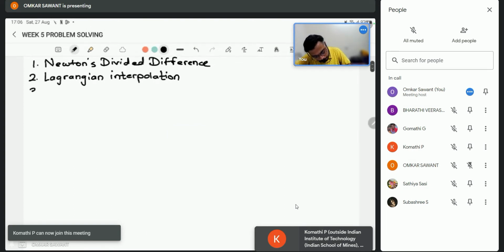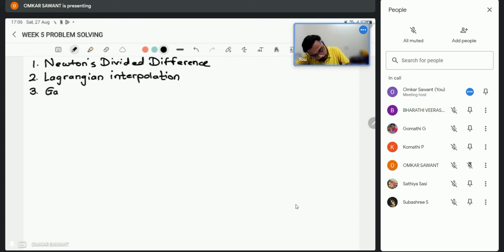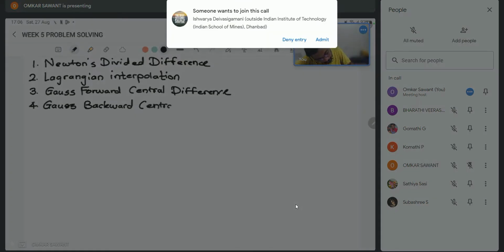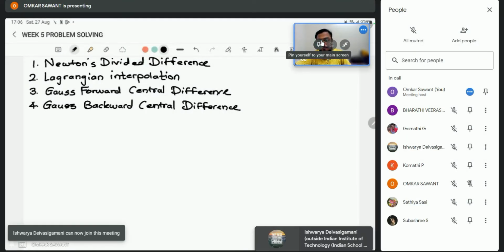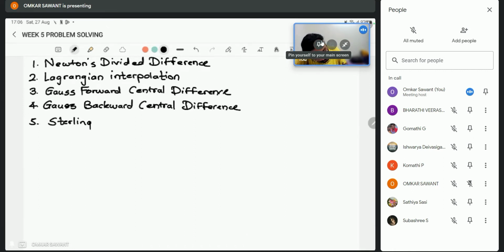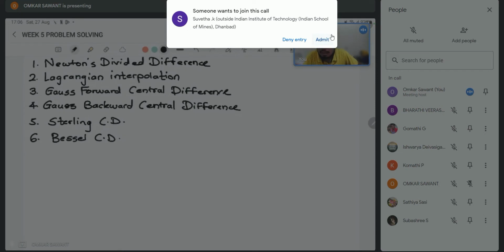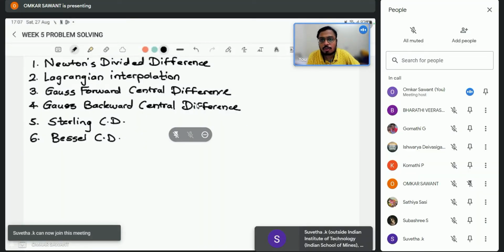then Gauss forward central difference interpolation, Gauss backward central difference interpolation, and Stirling central difference interpolation, Bessel's central difference interpolation. Can anyone tell me out of these topics what have been taught in this week?